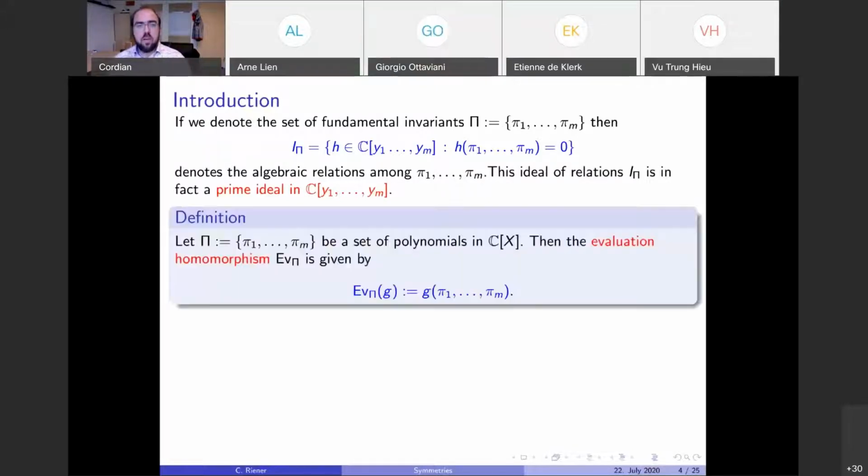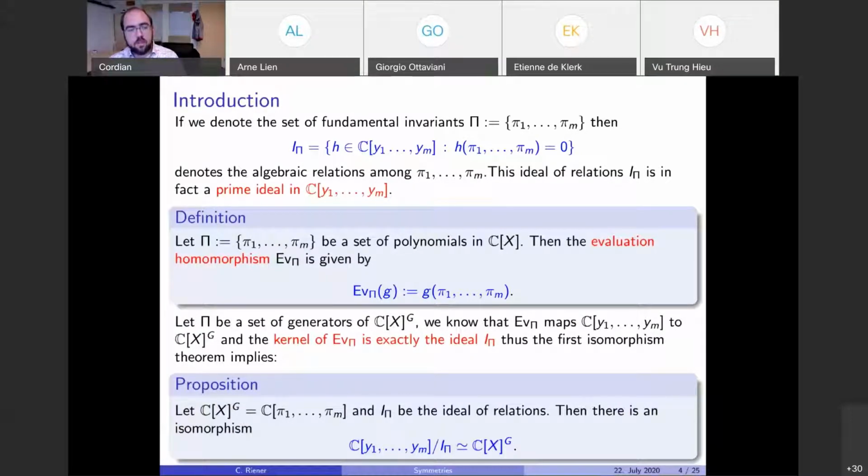You might want to check this. It's basically just calculations. Now whenever I have a set of polynomials, I can define a homomorphism, the evaluation homomorphism. That's also a general concept. I evaluate π at a polynomial g by taking g and plugging in π1 to π_m.